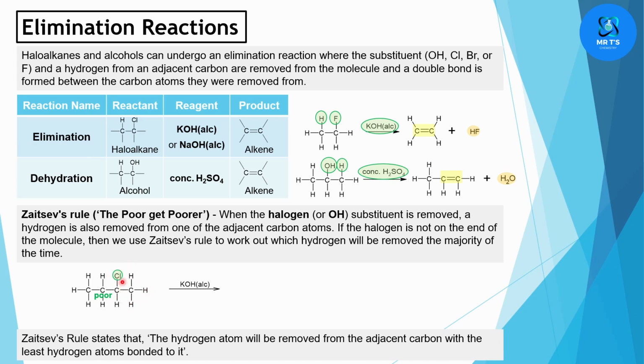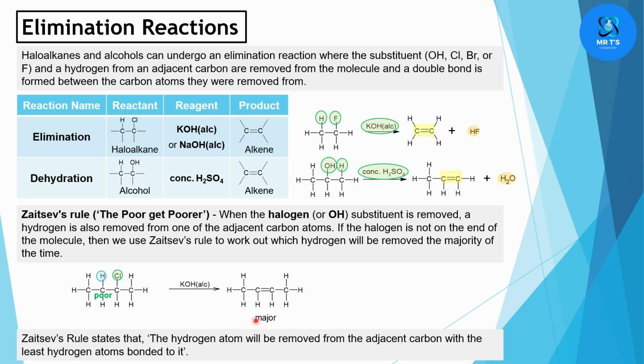So if we look at the two carbons that are joined to the carbon attached to the chlorine, we identify which one is poor and which one is rich. In Zaitsev's rule, the general idea is the poor get poorer. The carbon that has the least hydrogens attached to it is the one we're going to remove the hydrogen from. So in this case, the poor one is the carbon on the left hand side. So we are going to produce this product here. We're going to make a double bond in the middle here, and this is going to be butene. This is the major product.